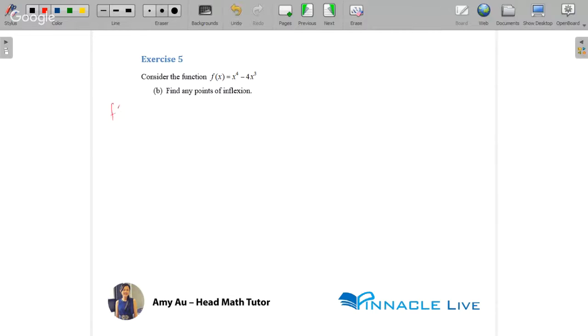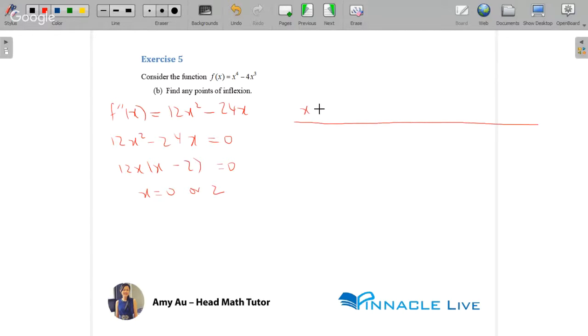Inflection points. So start with the second derivative, which I've already got from before, which is 12x squared minus 24x. The first step is to solve that to 0. Factorize. So x is equal to 0 or 2. Then we have to test this using a table. So 0, we kind of knew it was going to be inflection anyways, but we'll see.